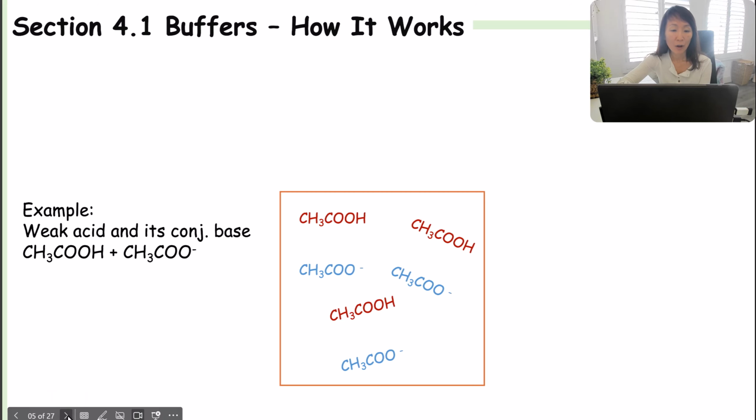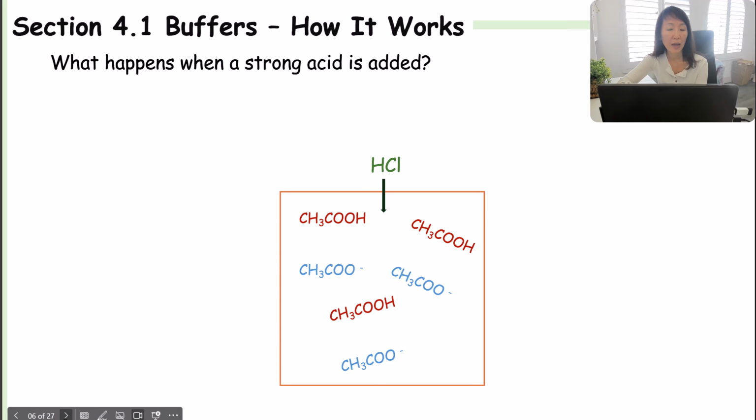Here's an example of acetic acid and acetate. In solution, the acetic acid looks like this and its conjugate base looks like this. The conjugate base has a negative charge, whereas the acetic acid itself already has a hydrogen attached. So they're a weak acid and conjugate base pair, and therefore they are considered a buffer solution.